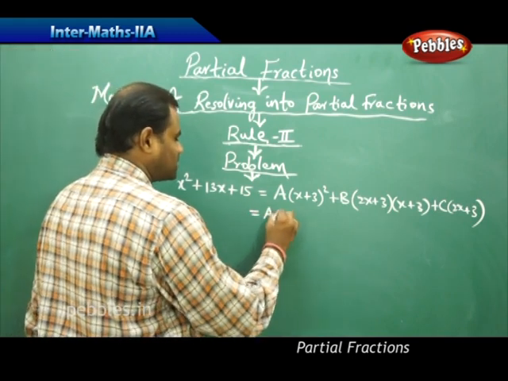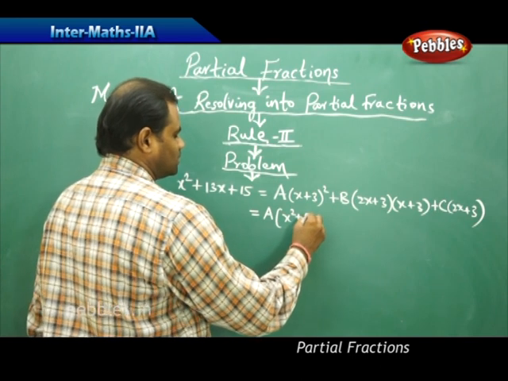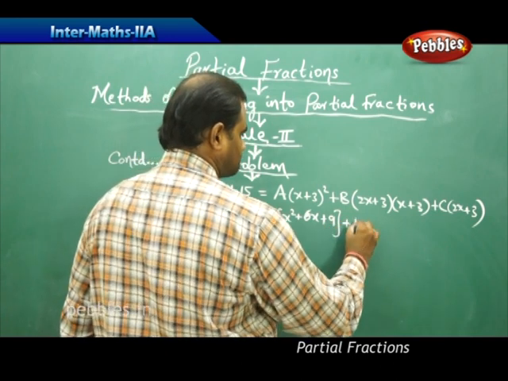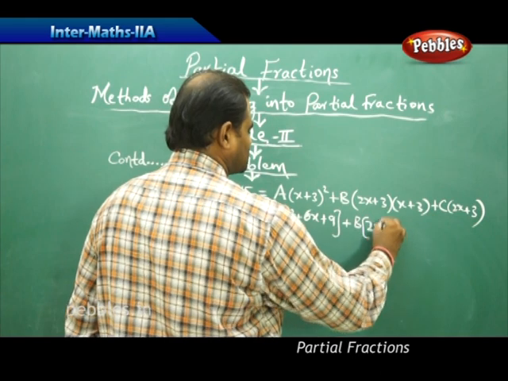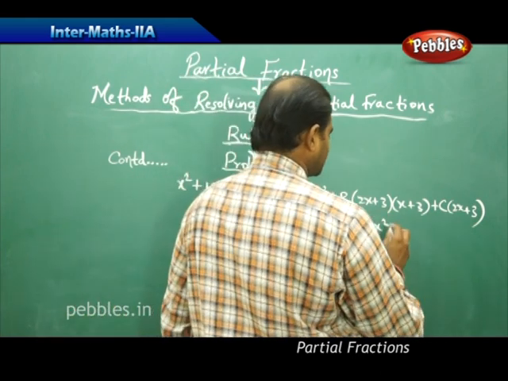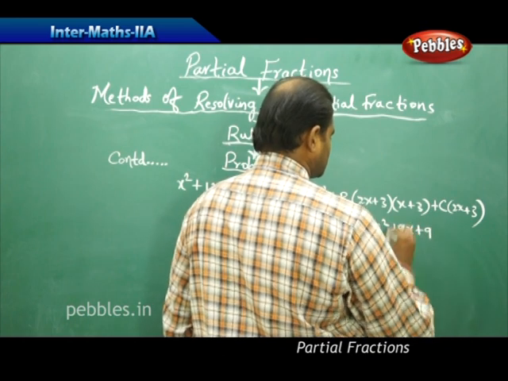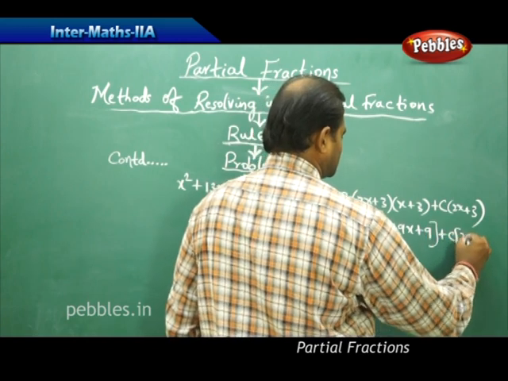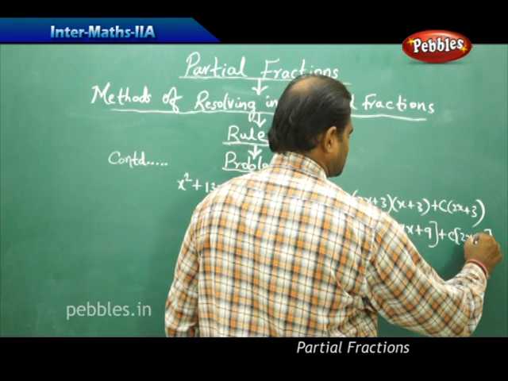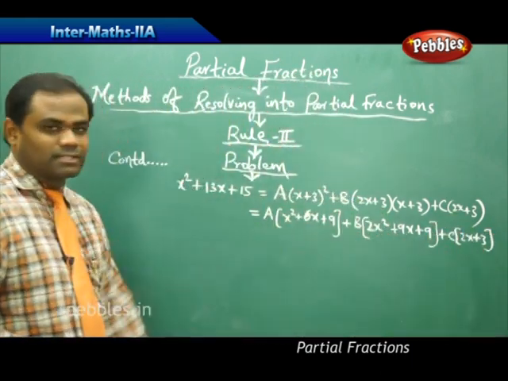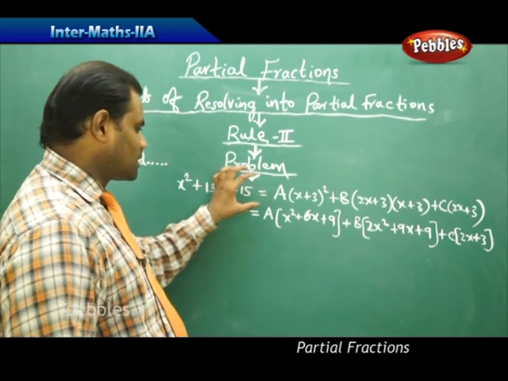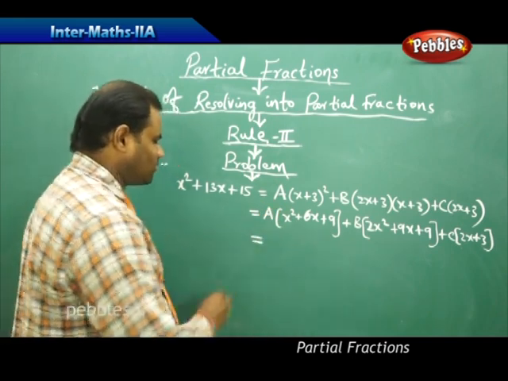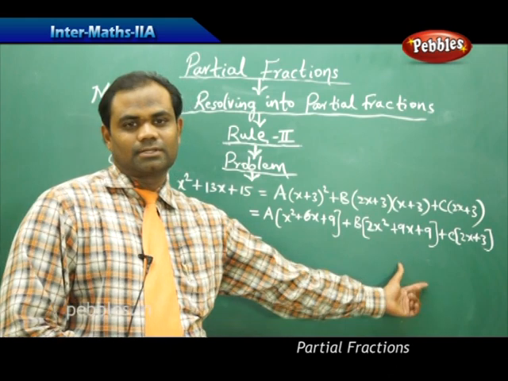So let's do this by the method of equating the like coefficients, where I get this on splitting: x squared plus 6x plus 9 using (a plus b) whole square, plus b times 2x squared plus 9x plus 9, plus c times 2x plus 3. Now this, on taking all x terms one side, I place them in the order of x squared terms, x terms and constants.